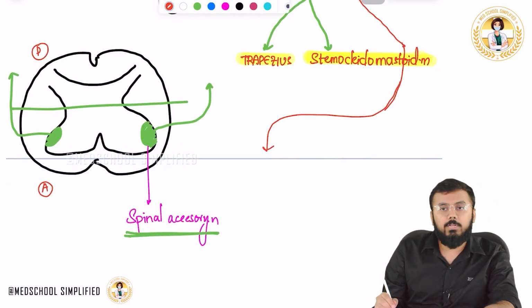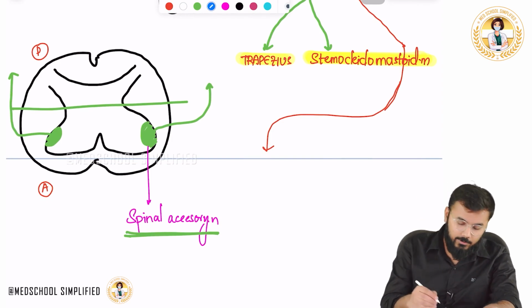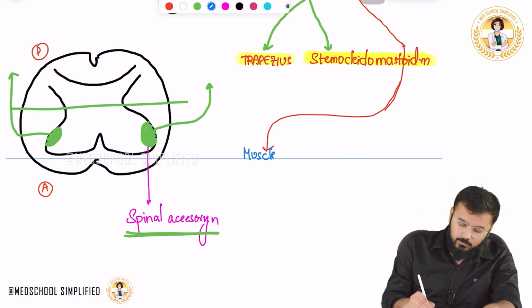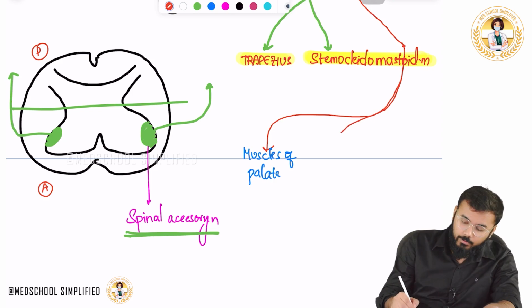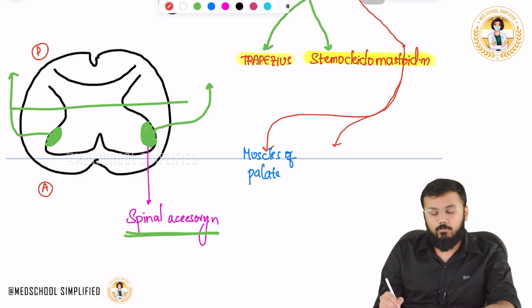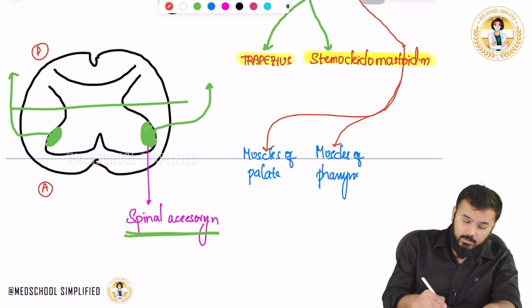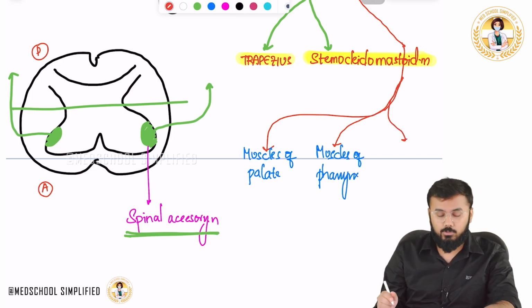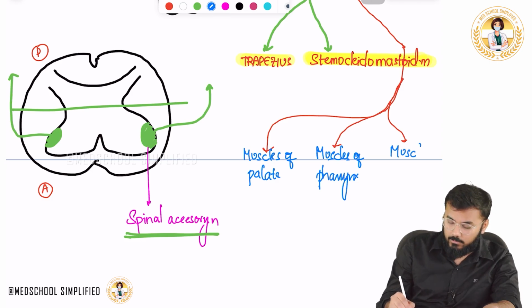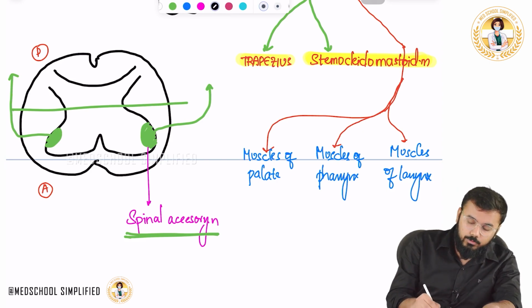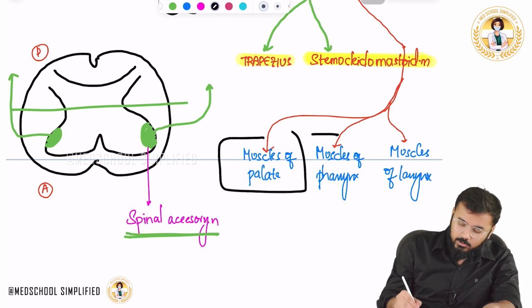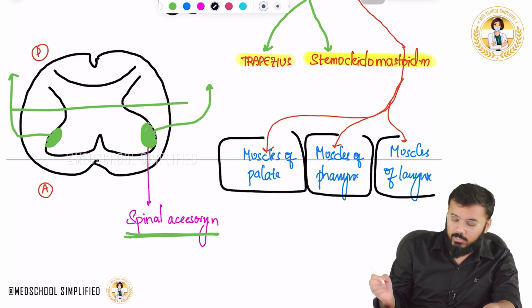The first group of muscles it gives innervation to is the muscles of the palate. The second group it gives innervation to is the muscles of the pharynx. And the third important group it gives innervation to is the muscles of the larynx. So what are the three groups it is giving innervation to? One is the muscles of the palate, next the muscles of the pharynx, third the muscles of the larynx.